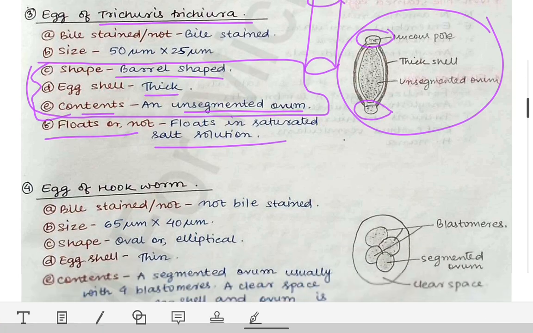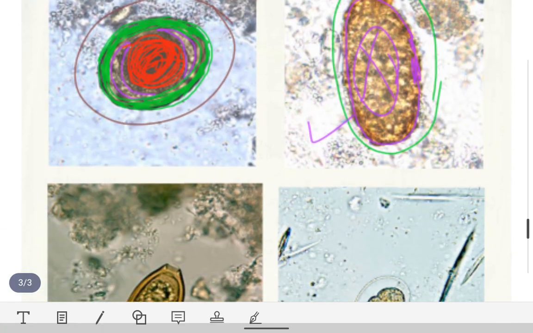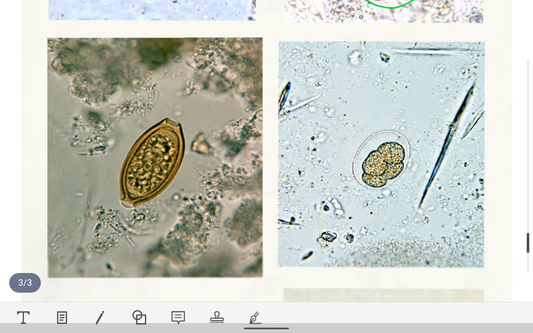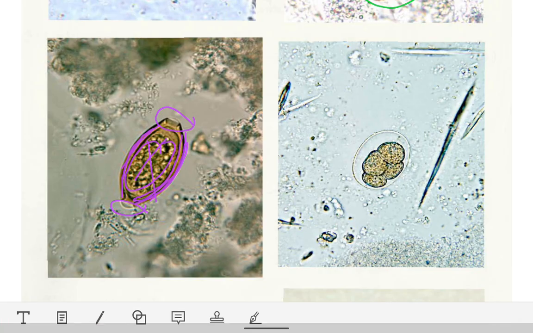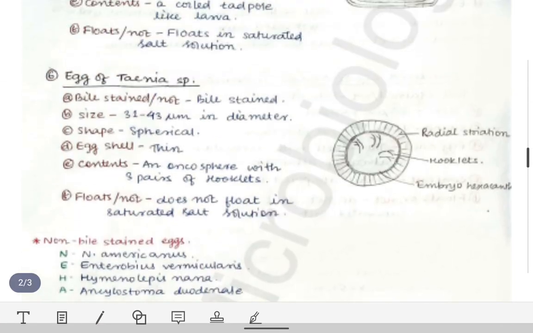Let's see it in the real picture. How does it look? So let's see here, there are two mucus plugs. This is one mucus plug and this is the other mucus plug, so it is definitely an egg of Trichuris trichiura. Then you are able to see the thick cell of Trichuris trichiura on the outside, plus there is an unsegmented ovum at the center, so all features match. So this is an egg of Trichuris trichiura.